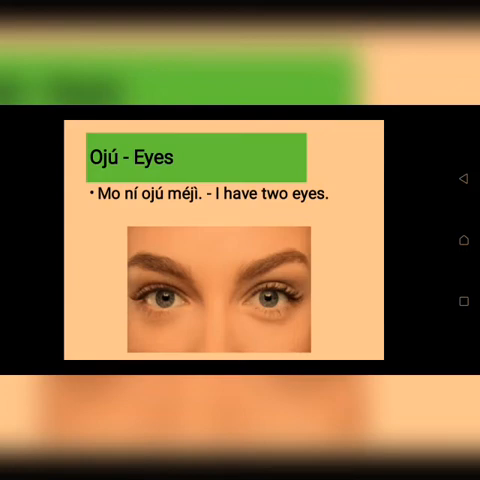This is o-j-u. Ojú. Ojú means eyes. Mo ní ojú méjì, meaning I have two eyes. Mo ní ojú méjì. Ojú.